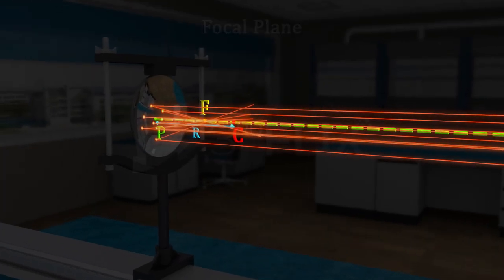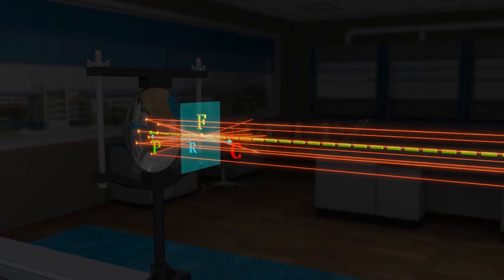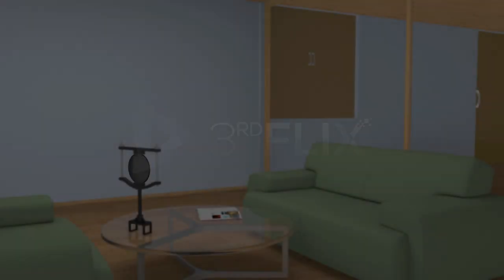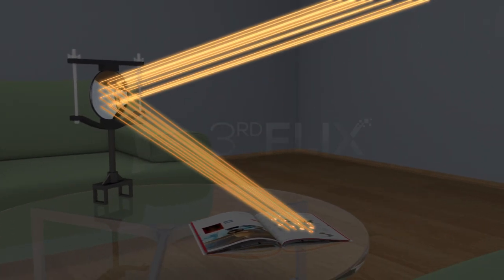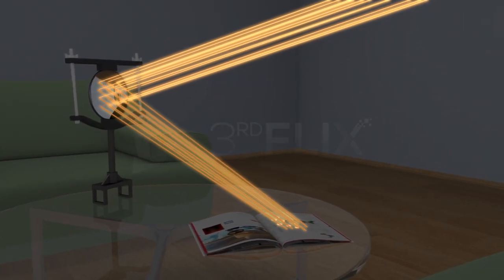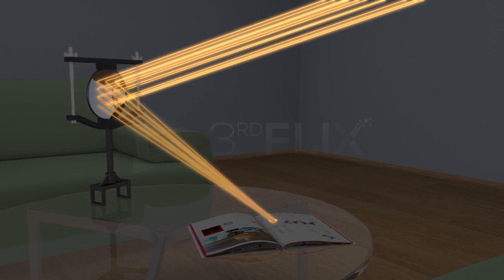Focal plane. A plane perpendicular to the principal axis and passing through the focal point is called the focal plane. Suppose a concave mirror is placed towards the rays of the sun at an angle. Adjust a sheet of paper near the mirror until you get a bright spot on the sheet.